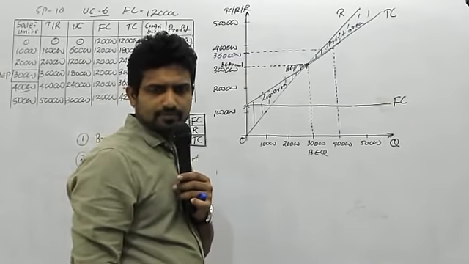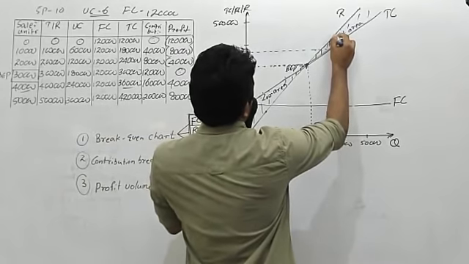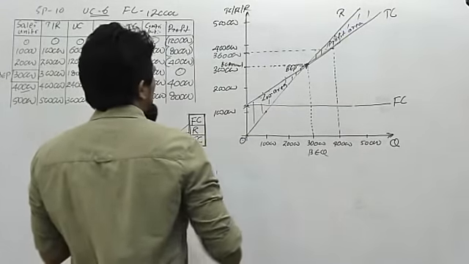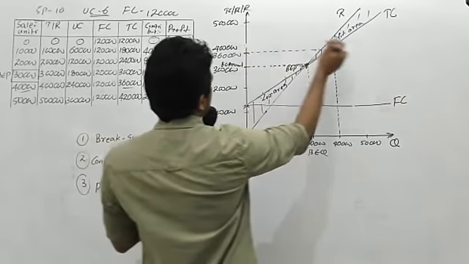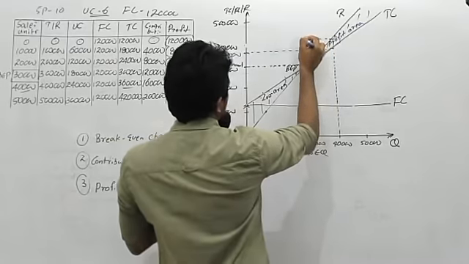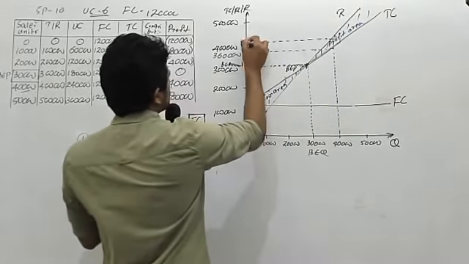Then, from this 40,000 line, if I take the revenue, somewhere here, it goes to 400,000.